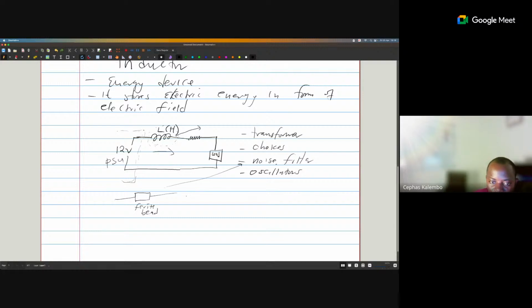It's for noise filtering. So when you are charging your phone and all that, the current may have disturbance, which has ripples in it, or it is kind of oscillating, or it has transients in it. So DC current, we expect it to be straight like that. But you find that sometimes it might look like that.